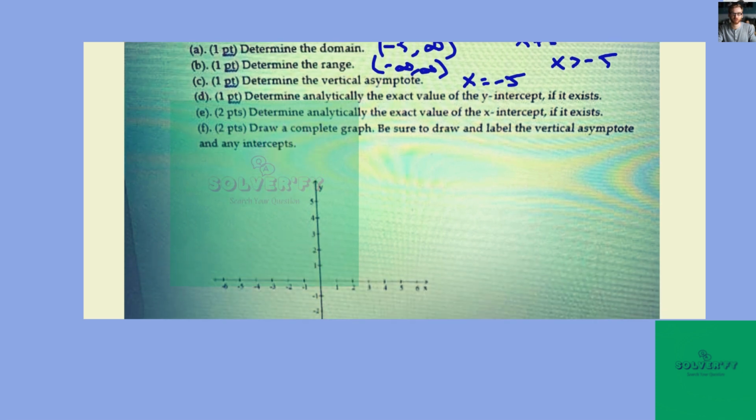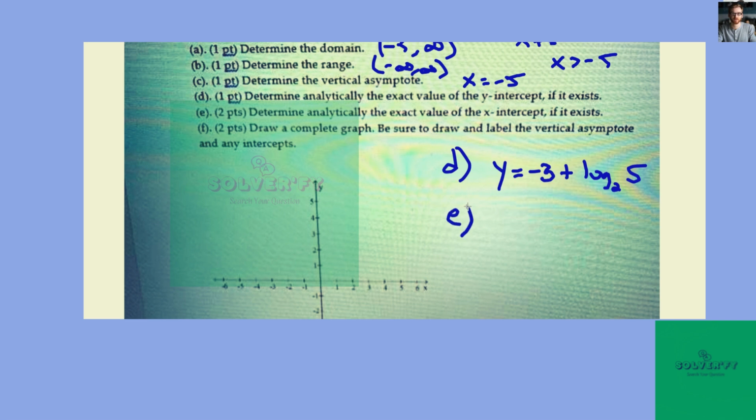For part D, write this down here, the exact value of the y-intercept is when x is 0. So that would be y equals -3 plus log base 2 of 5. That would be what I would say is the exact value, because when you plug in 0 for x, you're going to have log base 2 of 5.